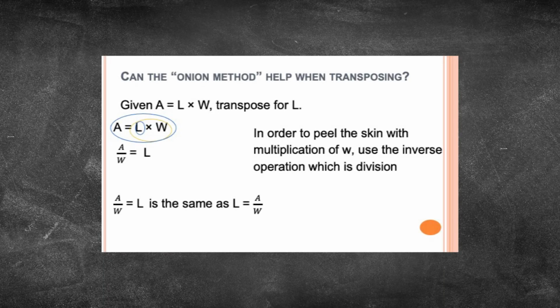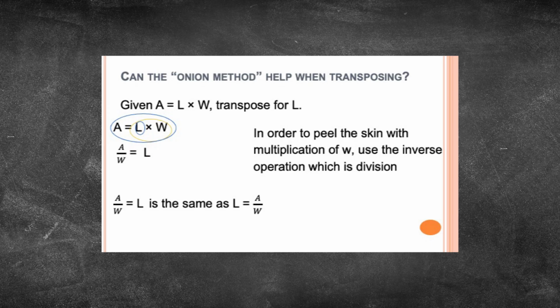Our first example is, given A is equal to L times W, transpose for L. Which variable do you think should be in the center of your onion? If you are thinking L, you are correct. But why should you place L at the center? Because that is the variable you want to make the subject of your formula.